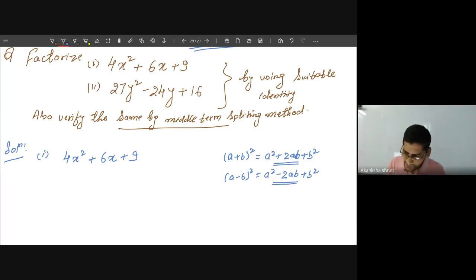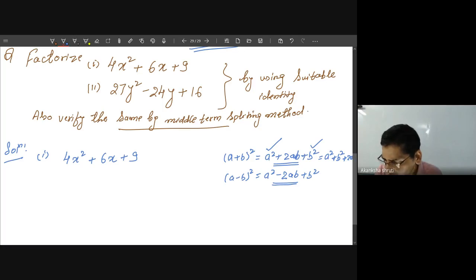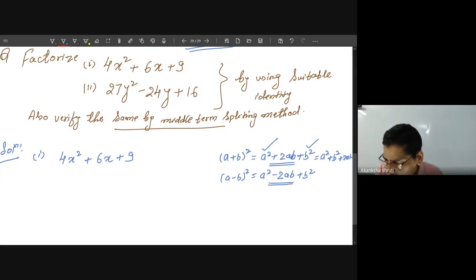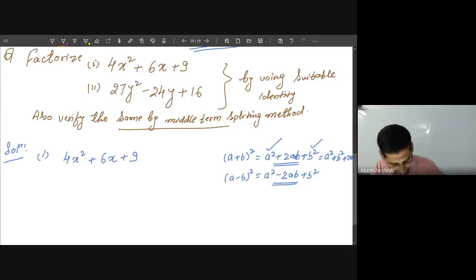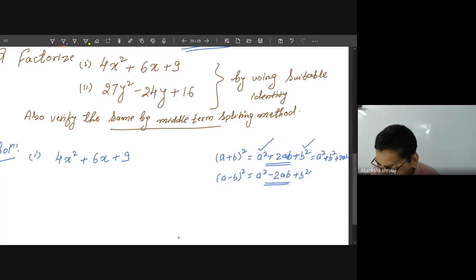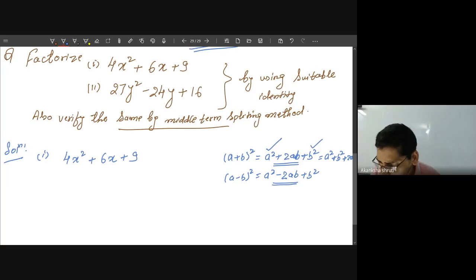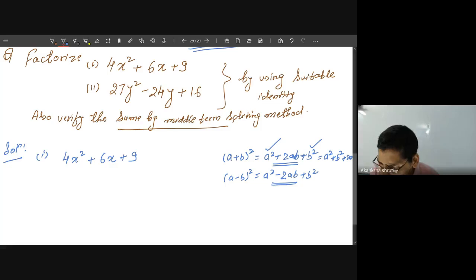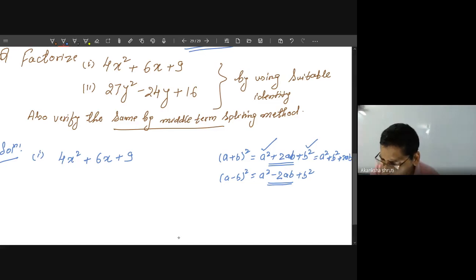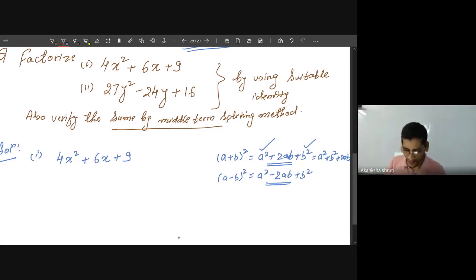Students, for this the important thing is that two of the terms should be squares. This may also be written as a square plus b square plus 2ab, meaning the same thing. So the important thing is that here you have to first write this as the squares of two terms with the addition of the 2ab term. That is important.